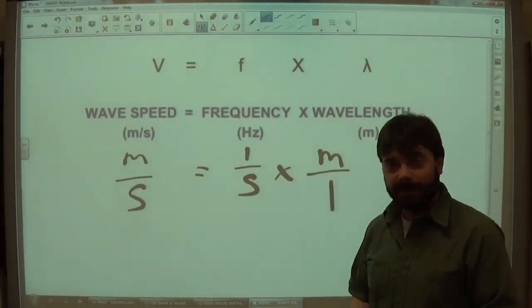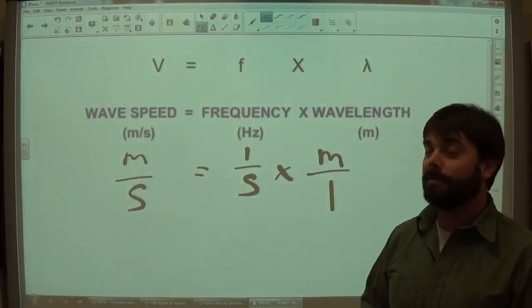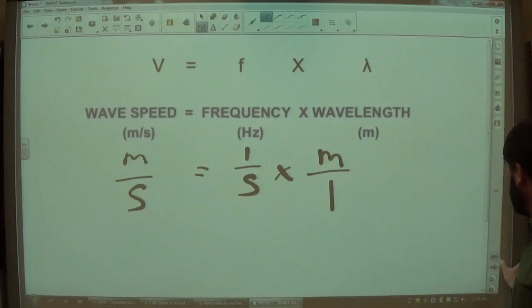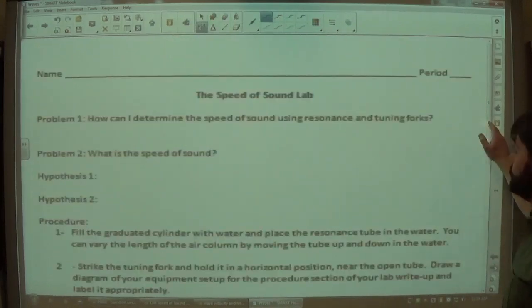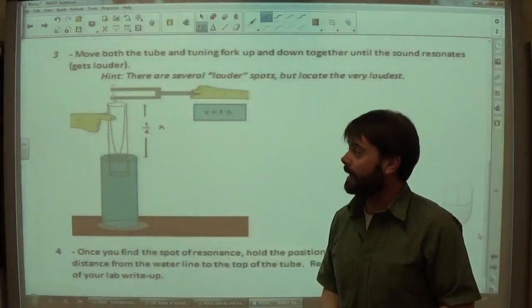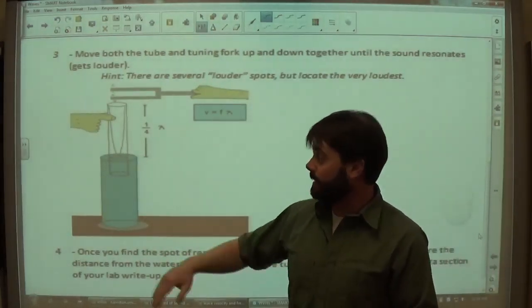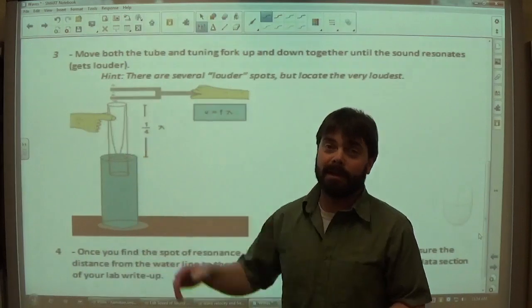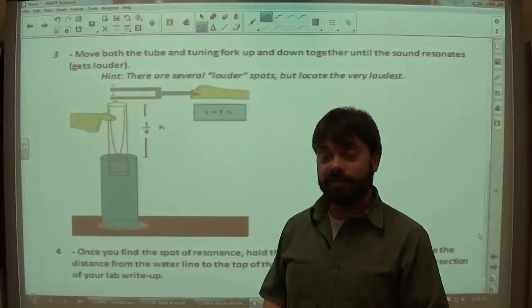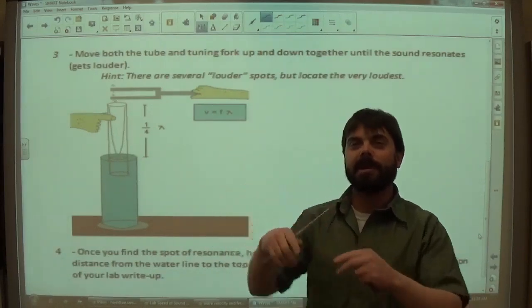So with that part of the puzzle solved, all we need to try to do is figure out the actual wavelength. And if we can figure out the wavelength, then we should be able to multiply those two together to get the wave speed. Now here's the trick. We're going to use resonance in a tube in order to try to figure this out. So the diagram that we have here above, we're going to be using a water column and a hollow tube. And the whole idea of this is you can raise or lower the tube in order to adjust the length of this air column.